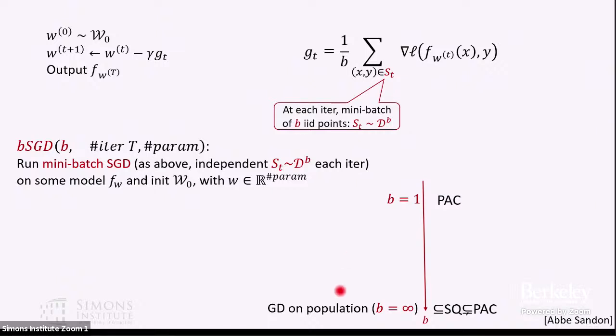And on the other hand, if I take gradients on the population, so if I have an infinite batch size, then they show that you cannot go beyond SQ, right? So in particular, you're strictly weaker than PAC, right? So there is a gap here.